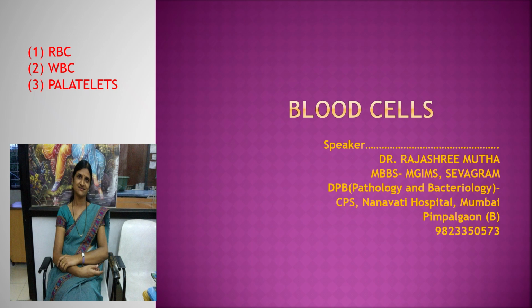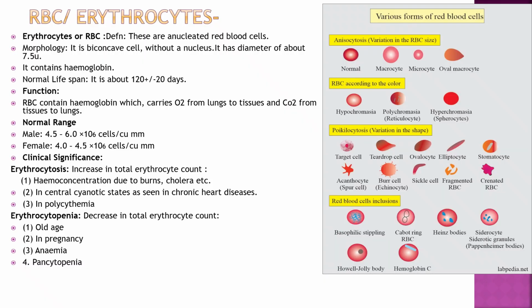Hello students, let's study about blood cells, that is RBCs, WBCs and platelets. RBC, also called erythrocytes, that is red blood cells. They are anucleated biconcave cells, and normally in males they are 4.5 to 6 million cells, and in females 4 to 4.5 million cells per cubic millimeter.